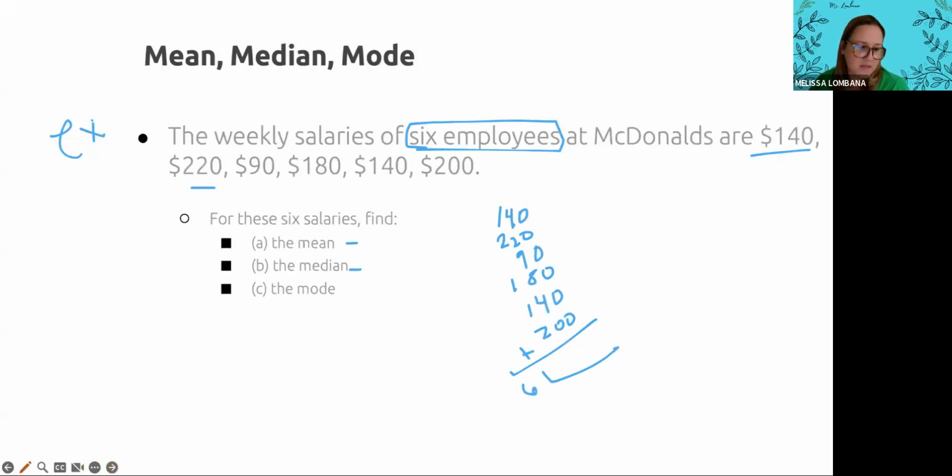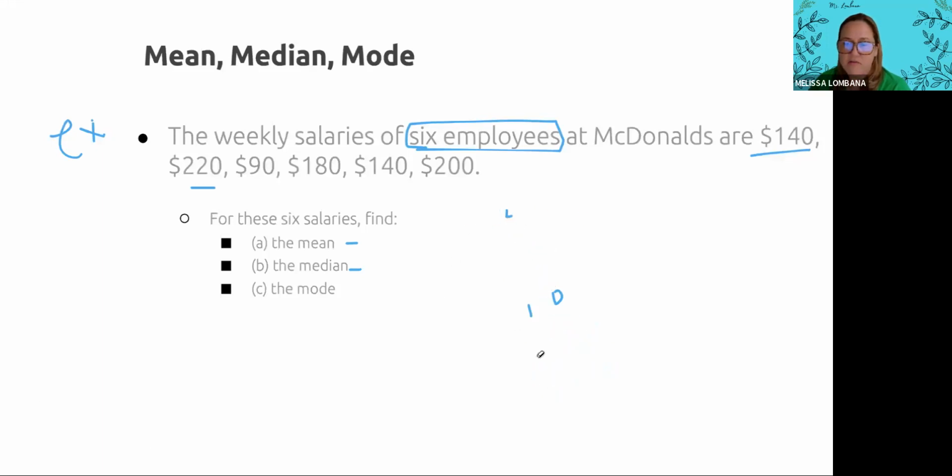Now let me erase that. For the median, I'm going to put these numbers in order from least to greatest. So I would start at 90, then go to 140. If I have two 140s, I need to put them together. I like to check them off as I go just to make sure I didn't miss anything. Then comes 180. Then I get my 200.